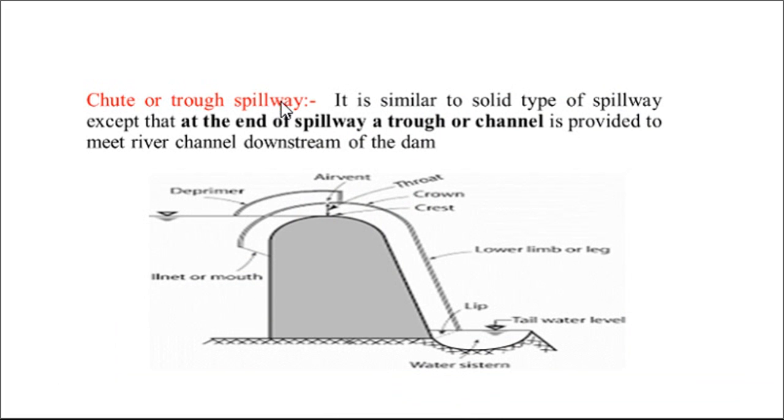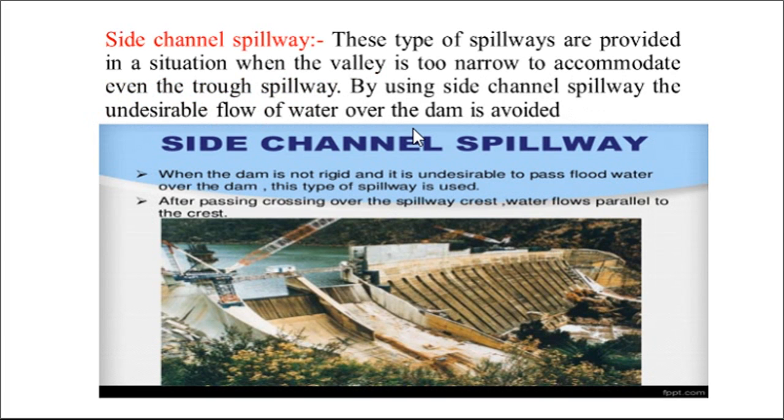Next one is trough or chute spillway. It is similar to the solid type of spillway except that at the end of the spillway a trough or channel is provided to meet the river channel downstream of the dam. Downstream is nothing but the tailrace level, tailrace part.